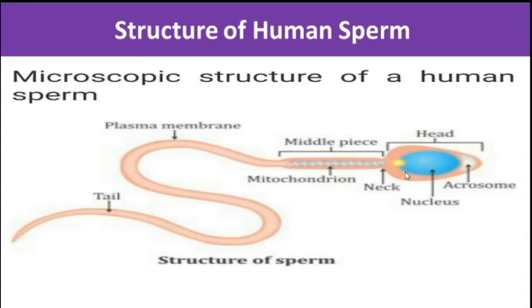The anterior portion of the head region has a cap-like structure called the acrosome. The acrosome contains an enzyme called hyaluronidase. This enzyme helps the sperm to enter the ovum during fertilization.